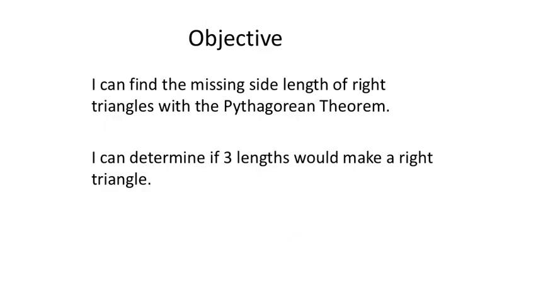So there's our objective again. I can find the missing side length of right triangles with the Pythagorean theorem. I can determine if three lengths would make a right triangle. So again, that second objective there is just the converse of the Pythagorean theorem. That's all.